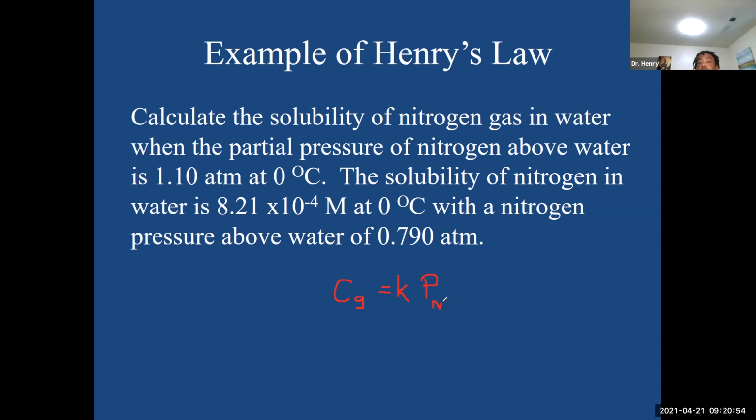Okay, so what am I going to use in this case? I'm given atm. I'm looking to calculate the solubility of nitrogen gas in water when the partial pressure of nitrogen above water is 1.1 atm. Now this gives me the solubility of nitrogen in water, that's the concentration at 0 degrees with that pressure.